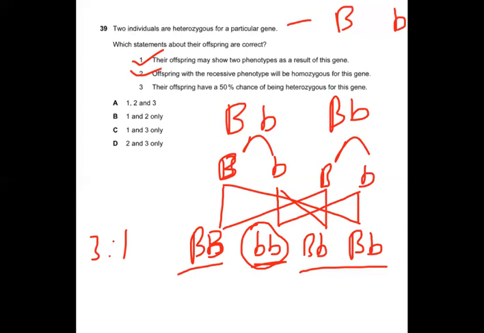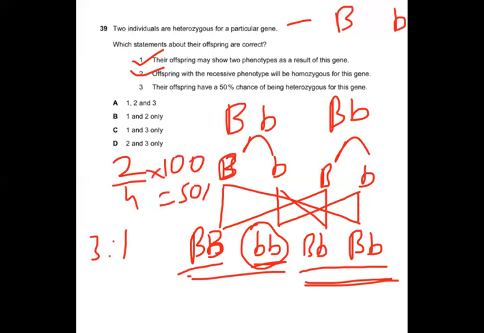And the last one is the offspring have a 50% chance of being heterozygous for this gene. Over here, out of these four, two are heterozygous while two are homozygous. So 2 upon 4 into 100 gives us 50%. So there is a 50% chance of the offspring being heterozygous. So A is the correct answer, with all statements correct.